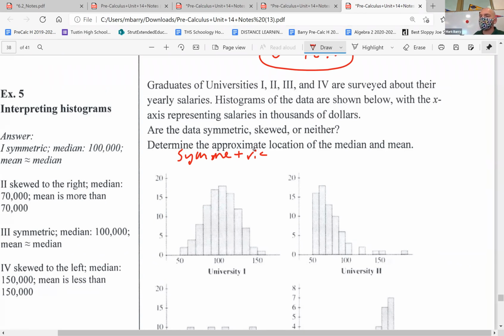All right, and we'll recall, like I said for Kyra's class heights, when we have symmetric, not only does the median about equal the mean, it's also at about the middle of the graph here. So it's at about 100K. If you said 105K, 110K, I could be down with that. All right, University 2, we get a skewed right again.